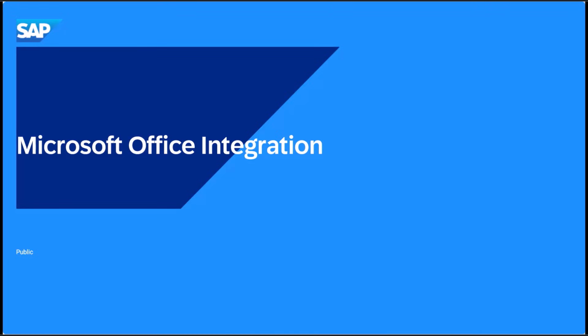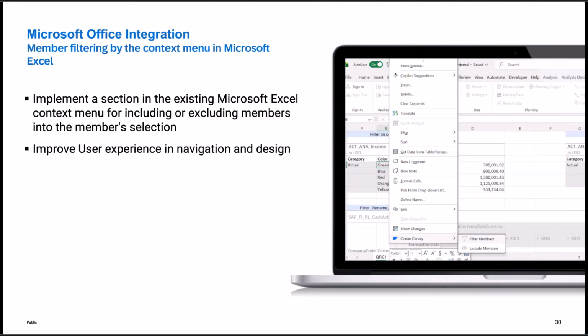Let's review the latest feature in the Microsoft Excel Office integration part. We have introduced a really nice feature providing customers the capability to filter or exclude directly in the grid a member that is selected. It can be multiple selections from one or different dimension and measure. And once this is applied, the result is automatically visible for the user.